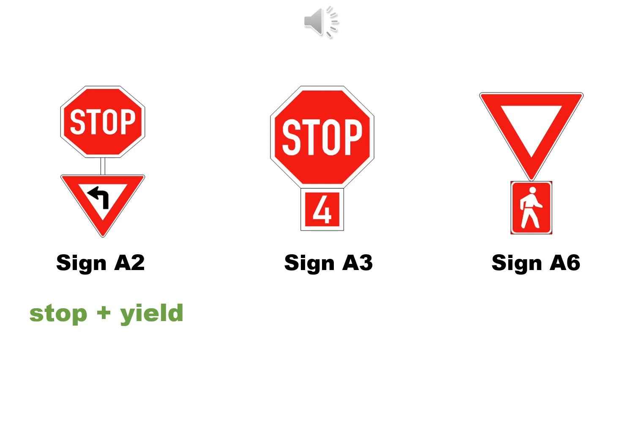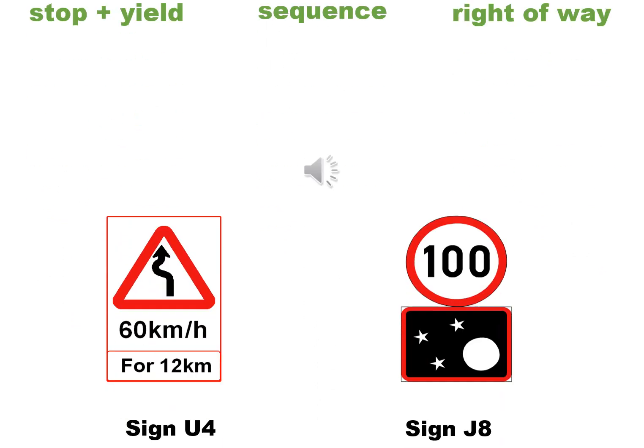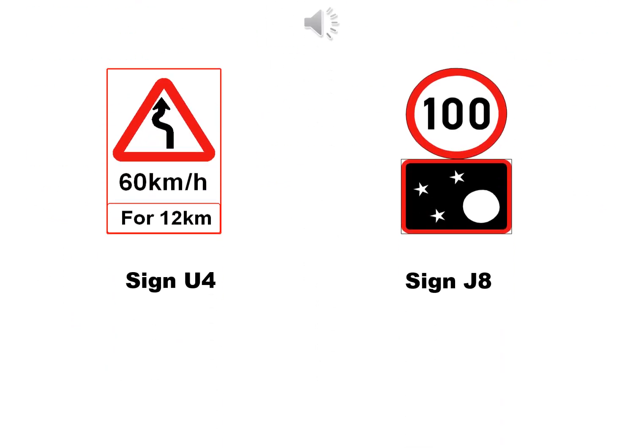Sign A3 shows you must stop and drive on when it's safe to do so in the sequence that you have stopped. Sign A6 shows you that you have to give right of way to pedestrians crossing the road. Sign U4 shows you that the road winds for 12 kilometers. Keyword is winds for. Sign J8, speed limit at night.